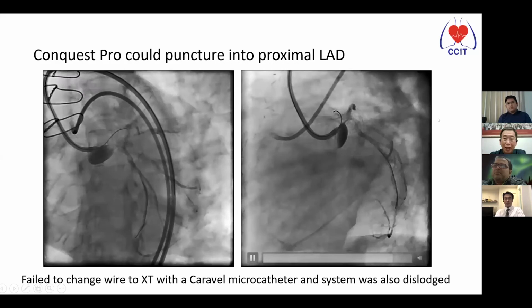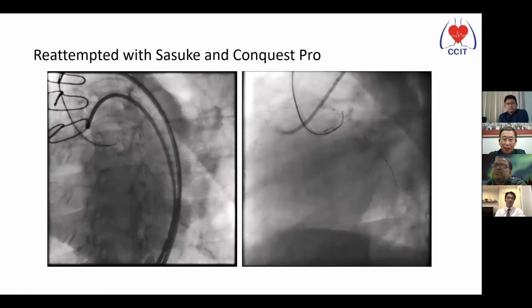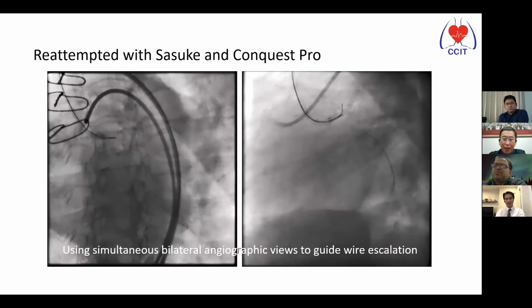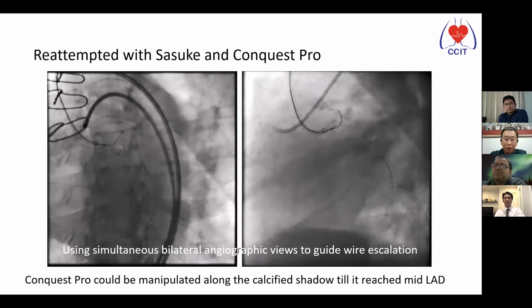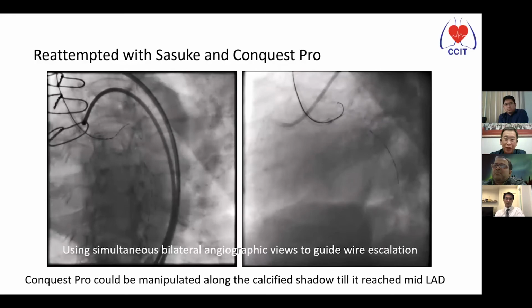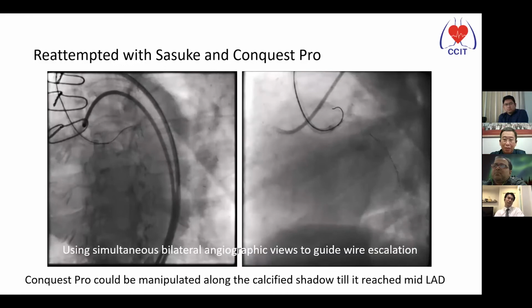And then I use the calcified shadow as a marker to manipulate the wire escalation into the mid LED successfully with this Conquest Pro. But it's quite difficult since the Conquest Pro always got stuck with the calcified lesion along the way. But lastly, it can successfully go into the mid LED.